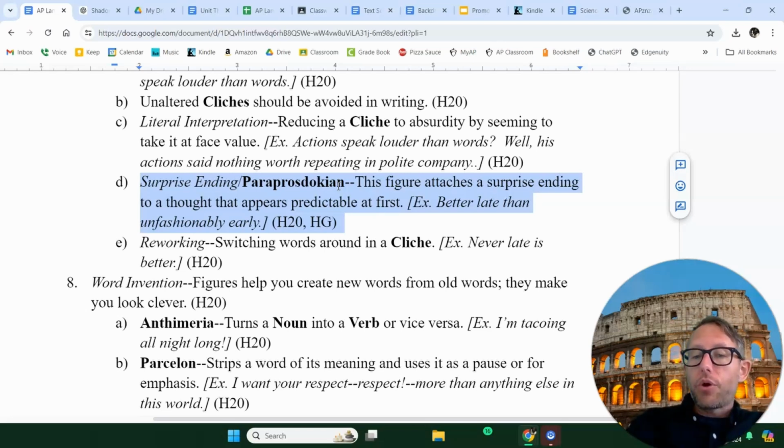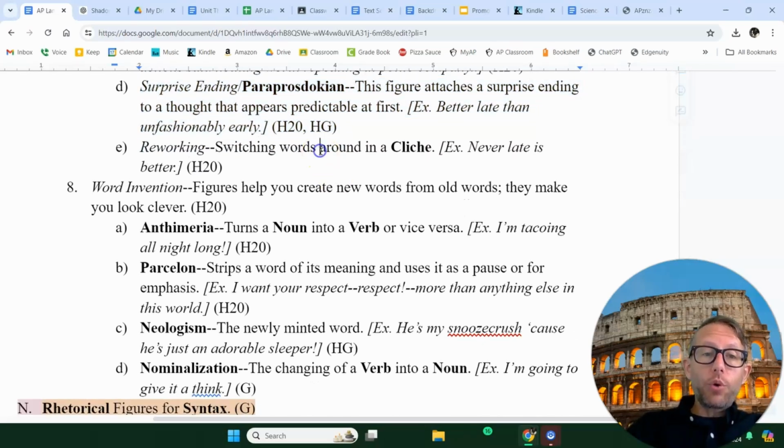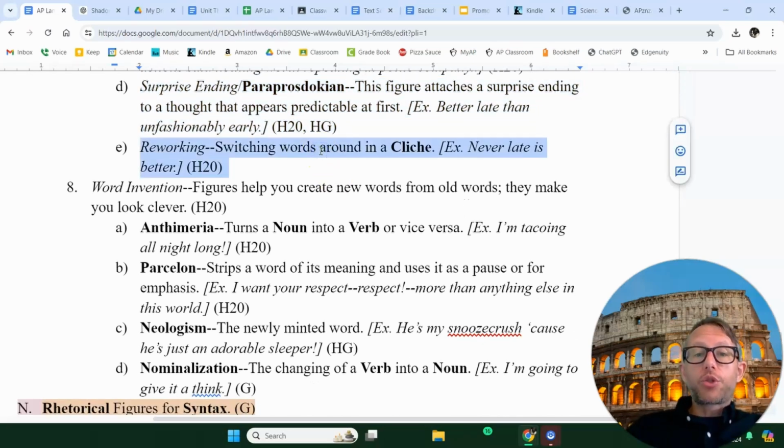But then, we throw you for a loop in the end and say unfashionably early rather than late, or never, excuse me. And then, of course, we have reworking, which is just switching words around in a cliche. And that's for that same example.